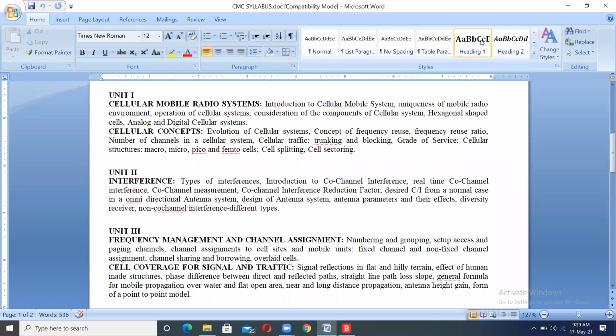Right. Coming to the frequency management and channel assignments. This is the third unit, the frequency management and channel assignment. In this, the frequency management covers numbering the channels and also grouping the channels. Whereas the channel assignments cover the sharing of the channels, and also the fixed channel assignments and non-fixed channel assignments. All these come under the channel assignment, right?